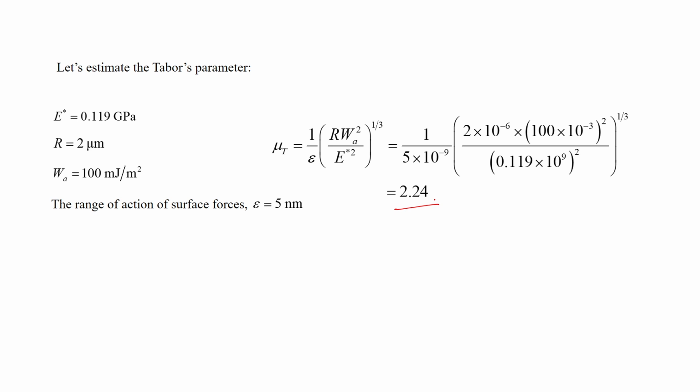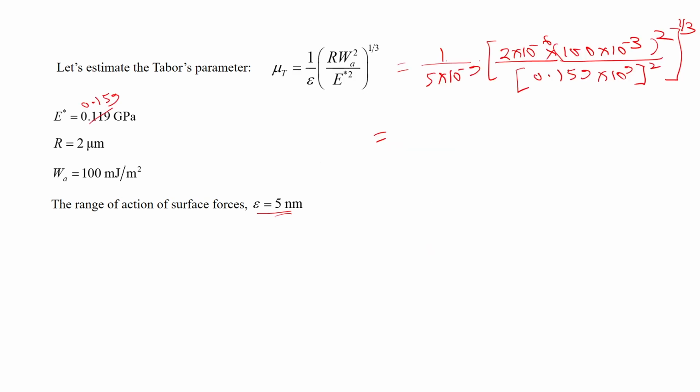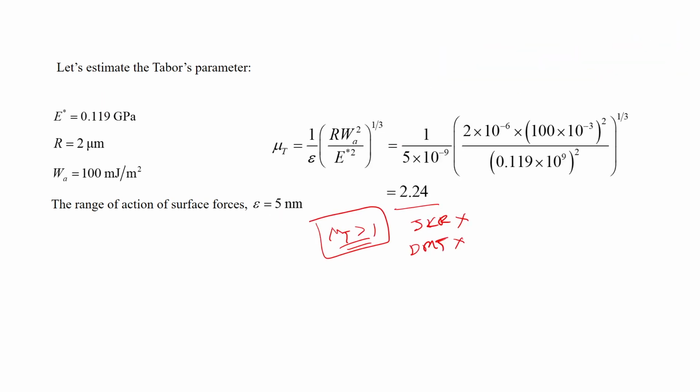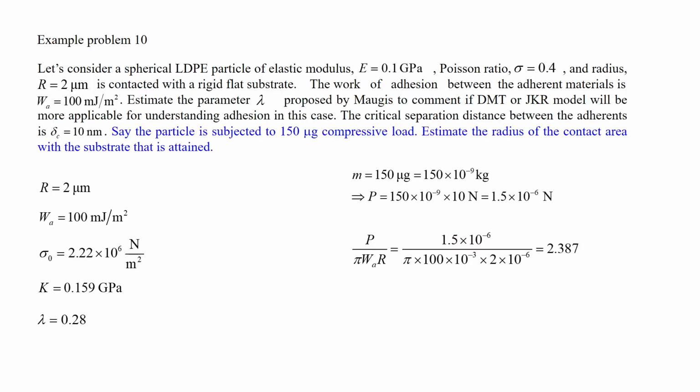So, what you see is that this mu t is just larger than 1. So, JKR theory is of course not applicable, and the DMT model is also not applicable. What we have is an intermediate case. Tabor's solution was not for the intermediate case, and this is the Mojis solution that gives the intermediate solution. So, Tabor's parameter and the parameter deduced by Mojis both give the same conclusion, that it is an intermediate state.